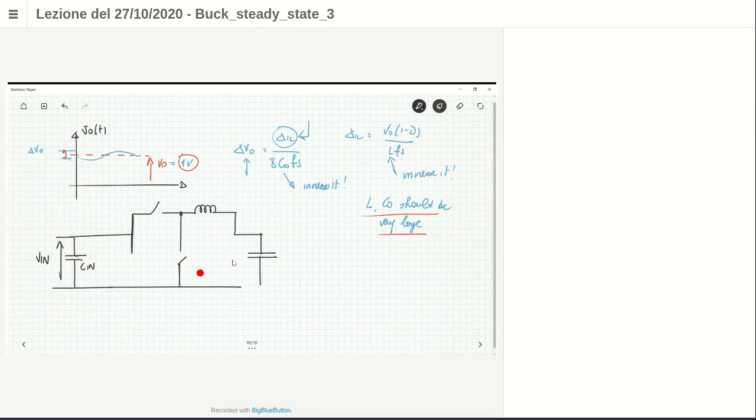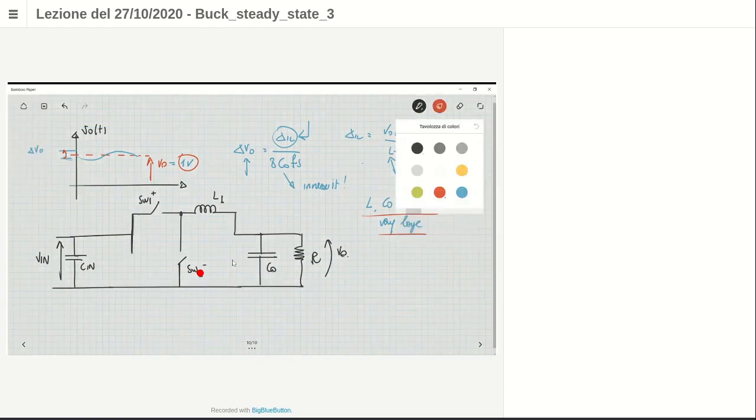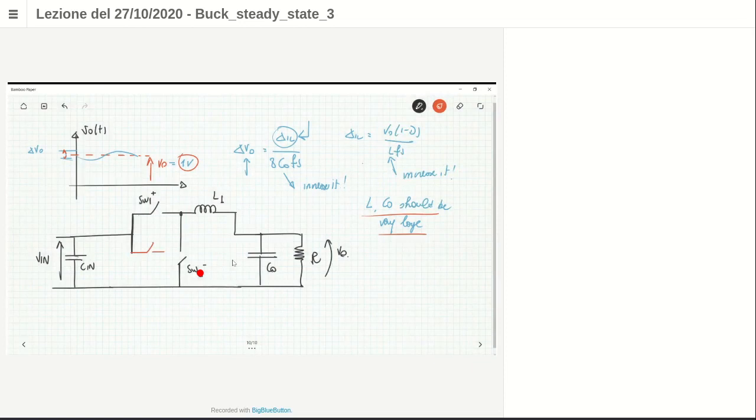And the output is common for the parallel converters. This is the switch 1 plus, this is L1, this is the switch 1 minus. This is one converter. So this is the buck converter I just examined in this lecture. But then I put another one in parallel here. Watch the switch 2 plus, for example.